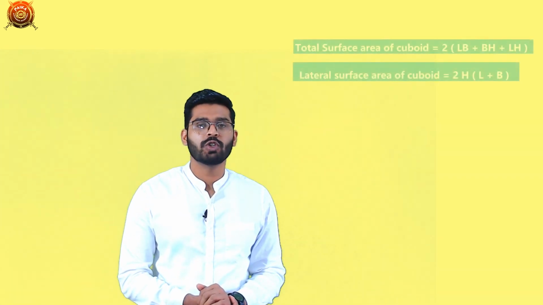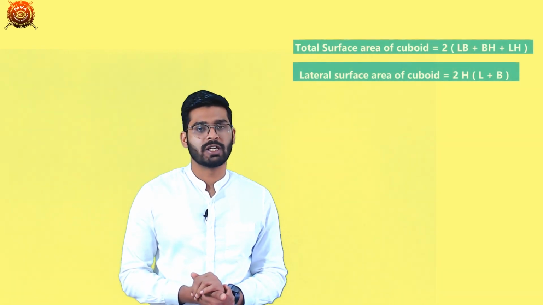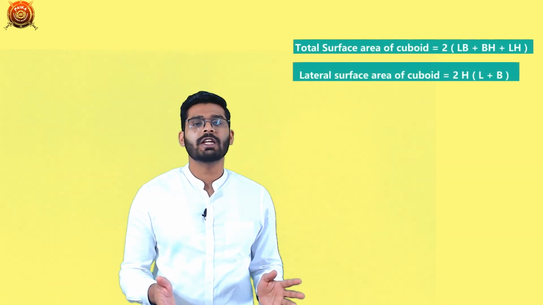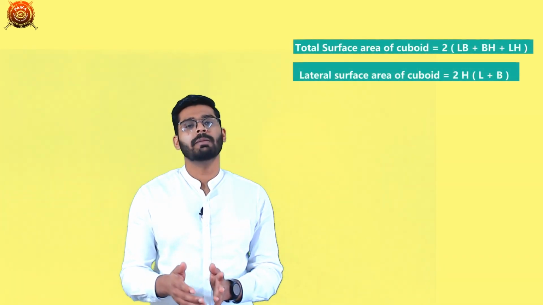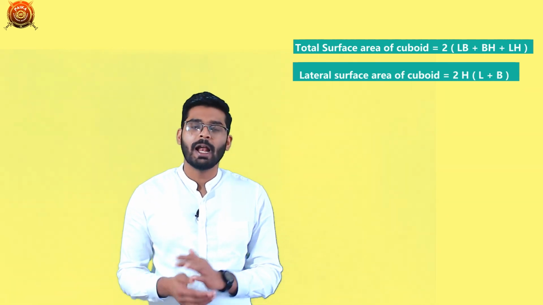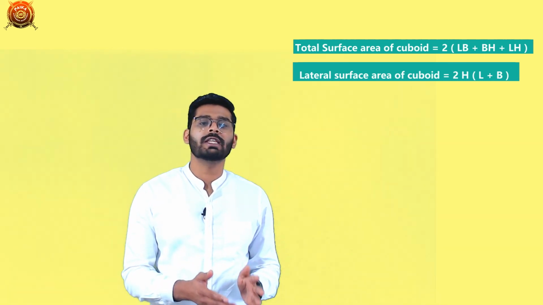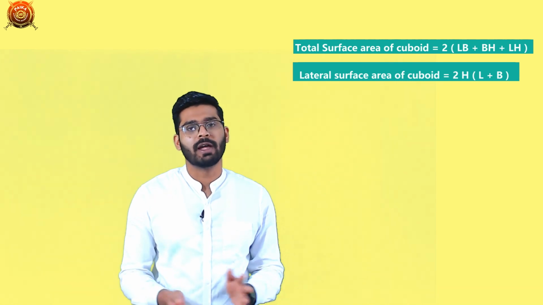So students, today we have discussed 2 important formulas. One is the total surface area of a cuboid and another is the lateral surface area of the cuboid. Total surface area of a cuboid is 2 into LB plus BH plus HL, and lateral surface area of a cuboid is 2H, inside the bracket we have L plus B.